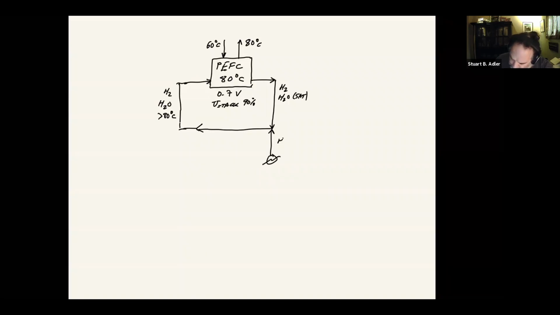So this would be dry hydrogen at 80 degrees C, which is being fed from a low temperature source. So this is H2 at 25 C, for example. We heat it up to 80 C and then mix it with our saturated stuff. This is all at 80 degrees C. We'll end up with a mixture of H2 and H2O, 80 degrees C, and then we're recirculating that.